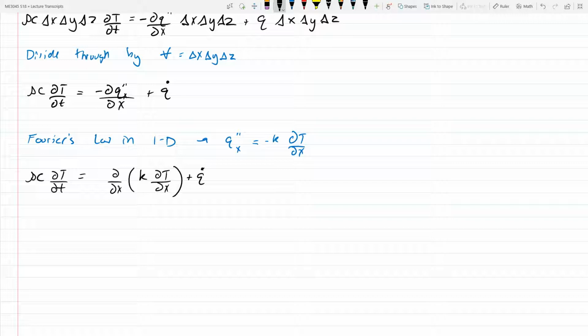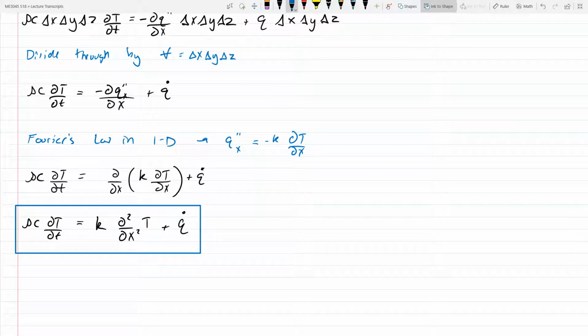Which is usually a pretty good approximation if you're dealing with a block of metal or a volume of fluid or something. Which means that this k, if it doesn't vary in x, can move outside of this derivative, and we get rho c partial T partial t is equal to k times the second partial derivative of T with respect to x, plus q dot. And this is the heat equation.